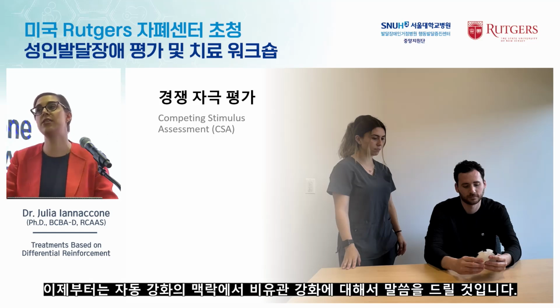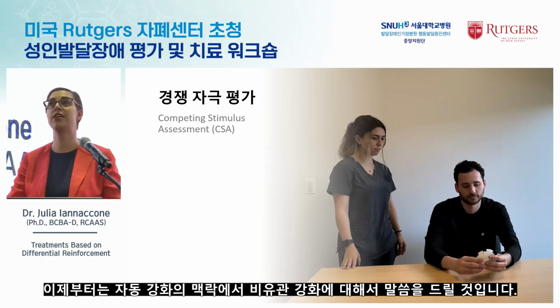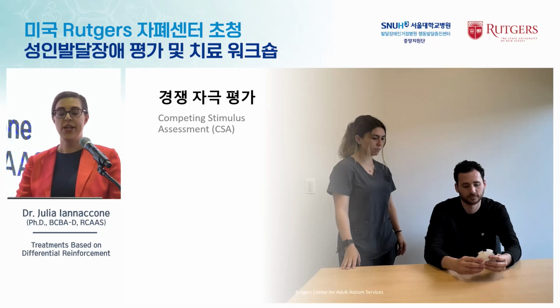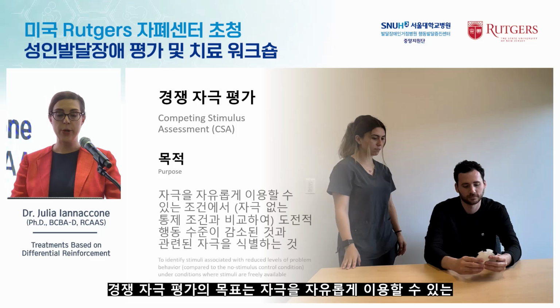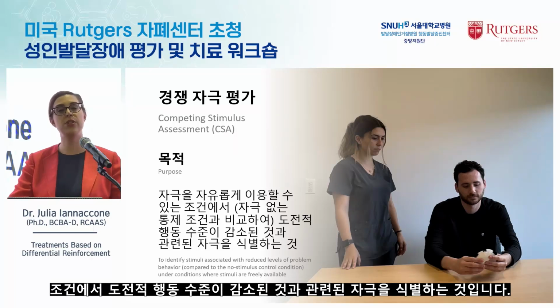So for the rest of this presentation, though, I'm going to focus on non-contingent reinforcement in the context of automatic reinforcement. So a competing stimulus assessment, the purpose is to identify stimuli associated with reduced levels of problem behavior compared to some sort of a no stimulus control condition when they are freely available.